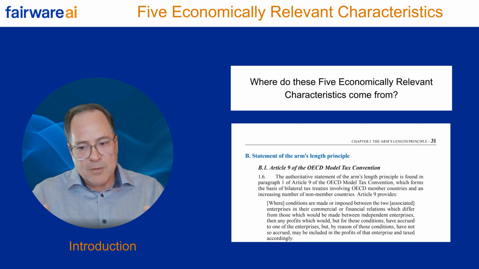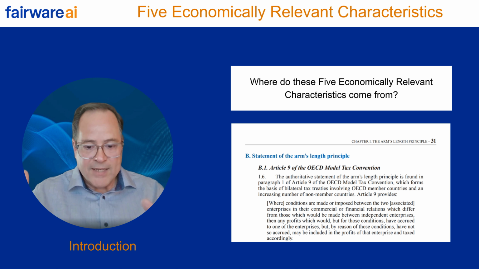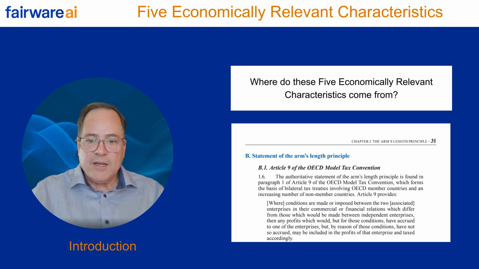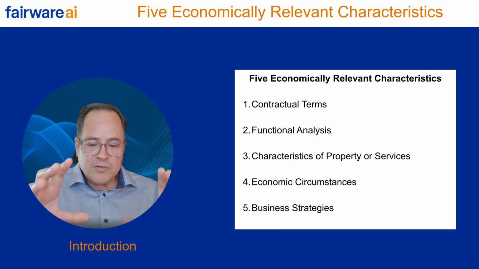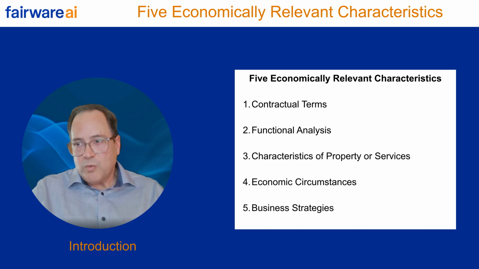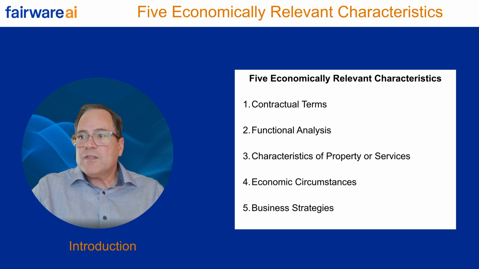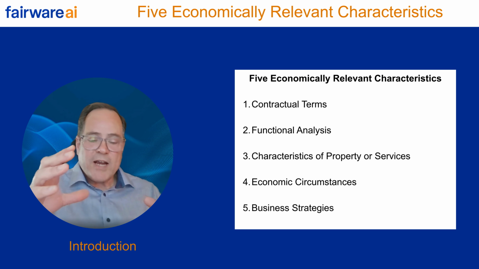So when we do this comparability analysis, which is really the heart of what we do, these are the characteristics, the traits, the context that we have to gather in order to do the comparability analysis, in order to implement the arm's length principle as associated with this authoritative statement. So those 5 characteristics, the number 1 is your written contracts, is the contractual terms.